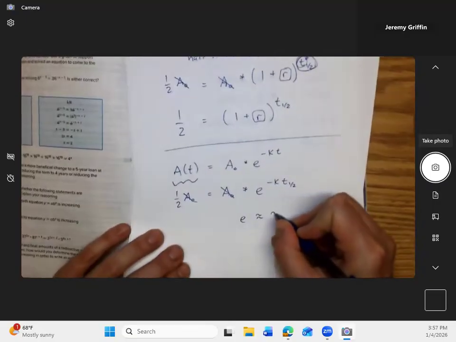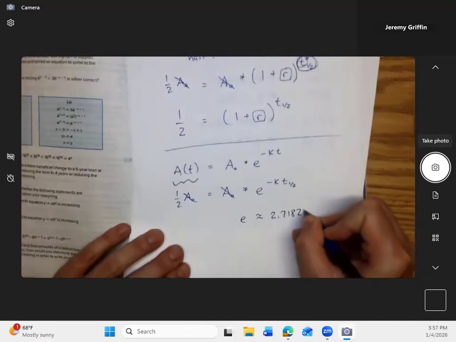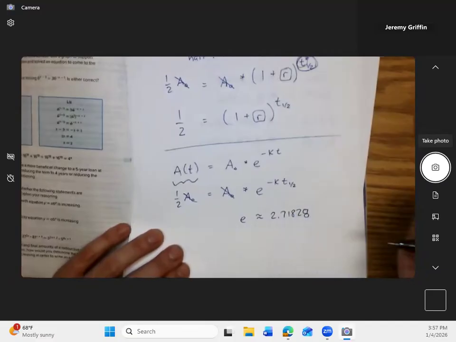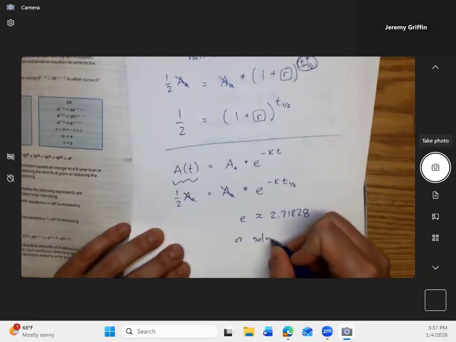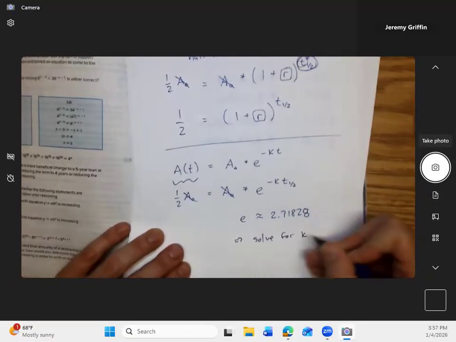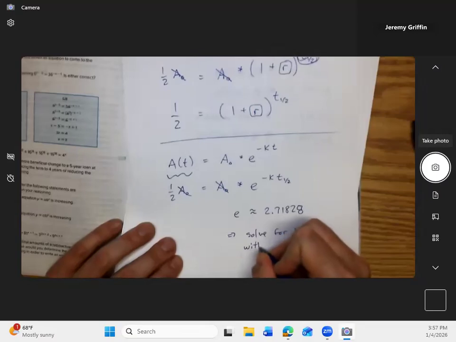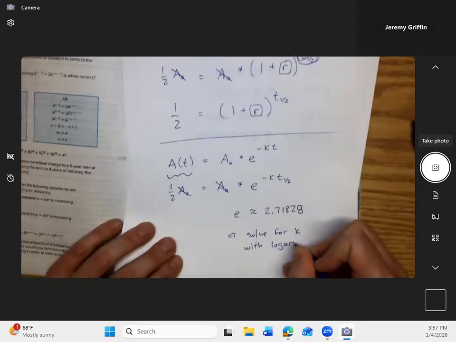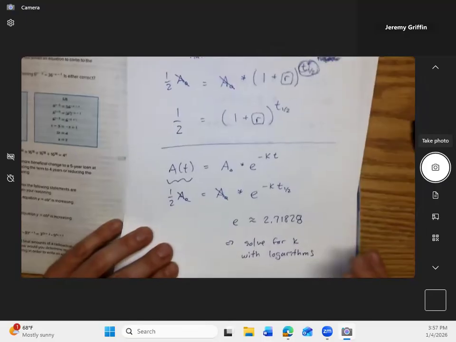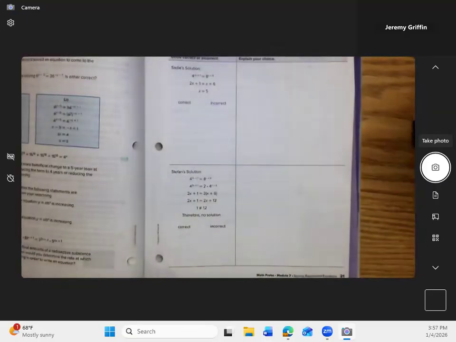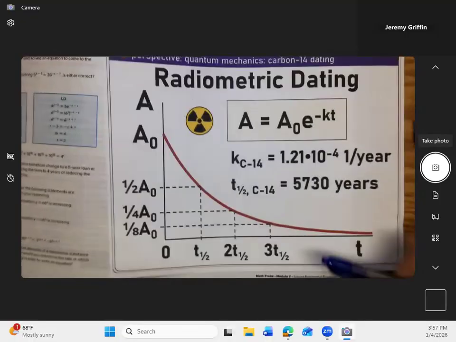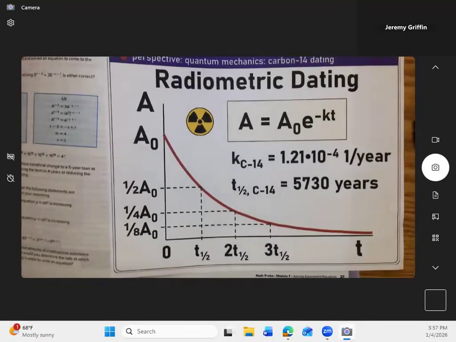E is about 2.71828. It's stored in your calculator. And then I could solve for k either by guess and check or with logarithms, which will be a future topic. All right, so that's about what that looks like right there. And that is module 7.2.